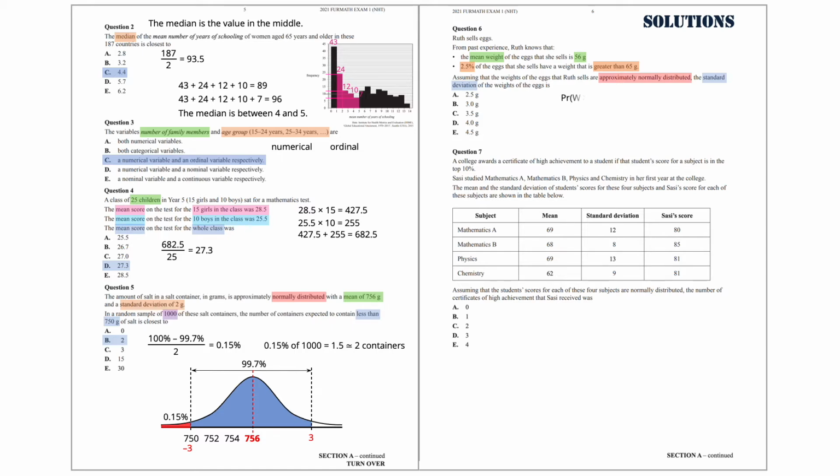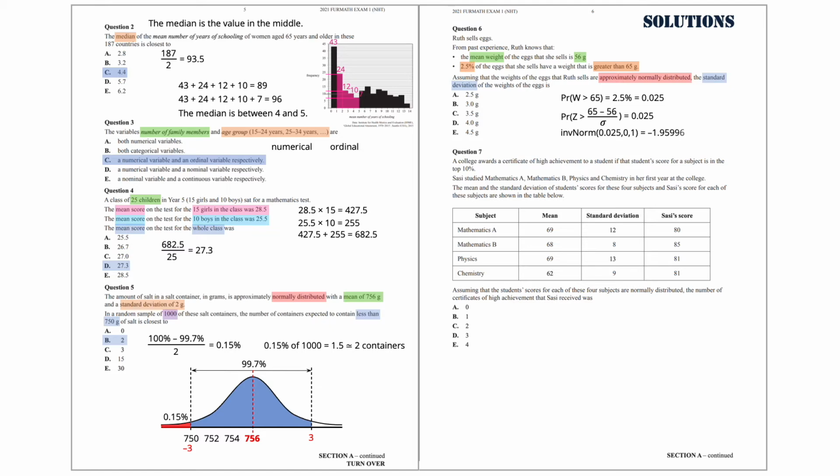So we know that the probability of W, so W is the variable weight, is greater than 65 is equal to 2.5%, or 0.025. We are going to change the variable W into the Z score. So probability of Z greater than 65 minus 56, all divided by sigma, where sigma is the standard deviation, is equal to 0.025. Using available CAS technology, we are going to calculate the inverse normal of 0.025 with a mean of 0 and a standard deviation of 1.